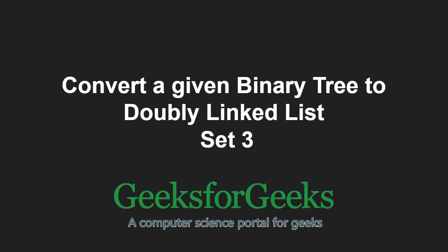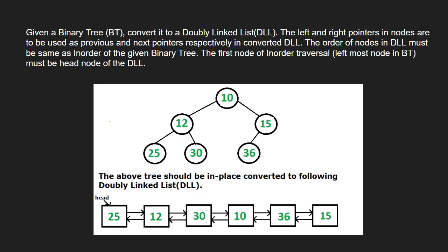In this video, we are going to understand a program which converts a given binary tree into a doubly linked list. First, let us take an example. The left and right pointers in nodes are to be used as previous and next pointers in the converted doubly linked list. The order of nodes must be same as the in-order of the given binary tree. The first node of the in-order traversal must be head node of the doubly linked list.